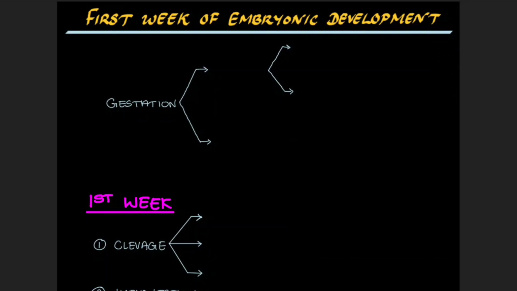Today we are going to discuss the first week of embryonic development. The total duration of gestation can be divided into two periods, embryonic and fetal. As you can understand from the name, the embryonic period is when the embryo develops and the fetal period is when the growth of the fetus happens. And this embryonic period can again be classified into two periods, germinal and embryonic proper.